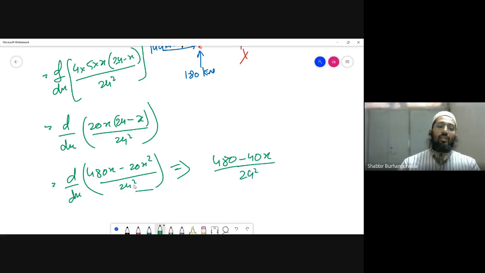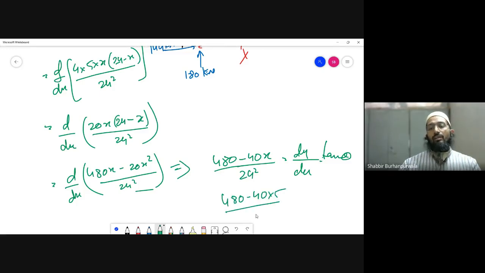So I have put the derivative of x over here into the equation, and I have got the value of dy by dx. This is basically your dy by dx, which is equal to tan of theta. Now over here, if I put the value of x as 5, what do I have? 480 minus 40 into 5 divided by 24 squared. What is the value you are getting for this? Please put it into the chat box.